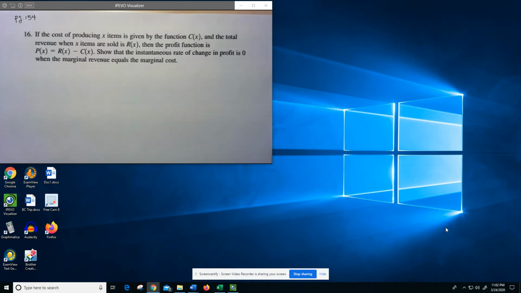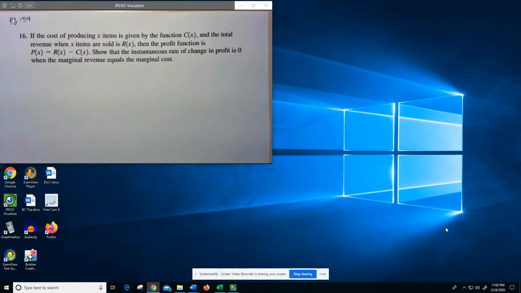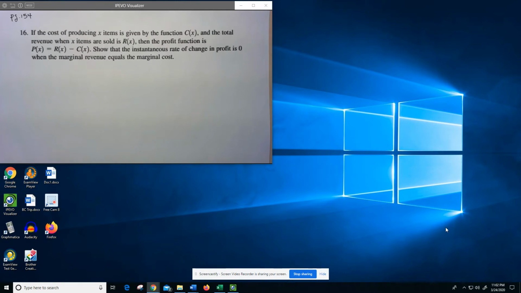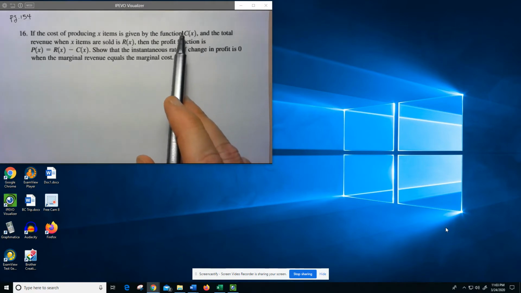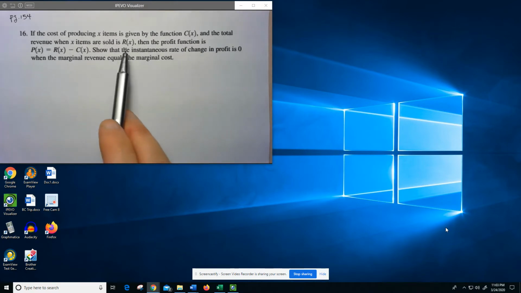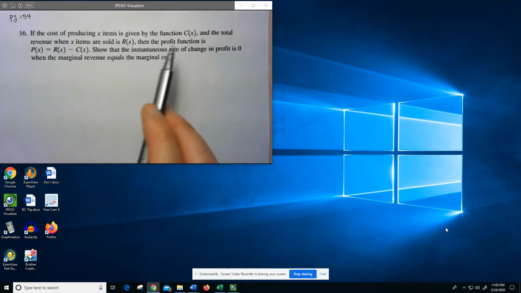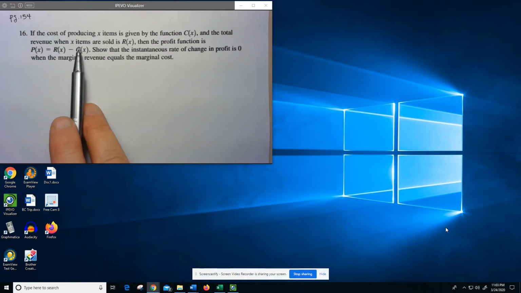Hi folks, we're going to take a look at page 154, number 16. Okay, so I'd referenced this question in the lesson. Here it says if the cost of producing x items is given by the function C(x), so this is our cost function, and the revenue is given by R(x). Again, notice these functions are given in terms of the number of units.